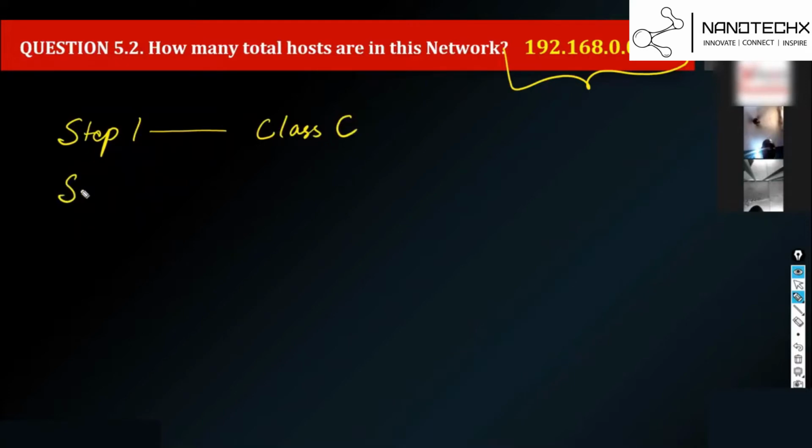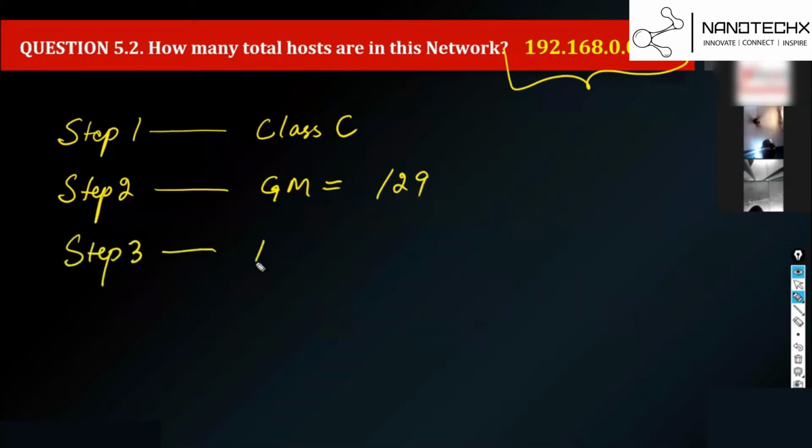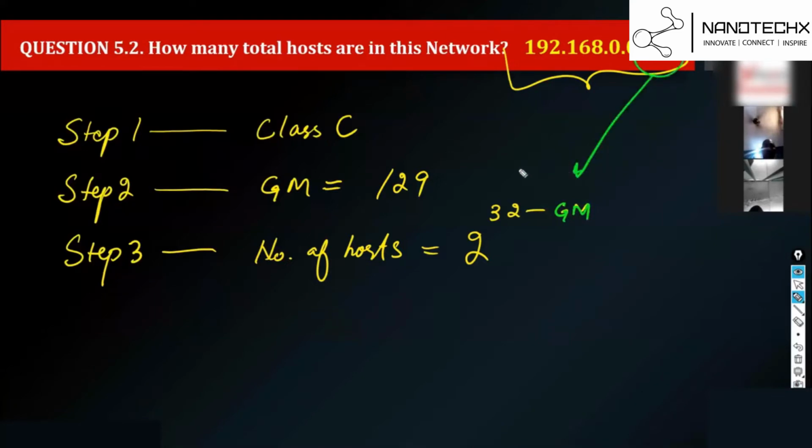Now step number 2, this was just for reference, but the actual step number 2 is we have to identify the given mask. What is the given mask here? /29. Now step number 3, very easy. We have to calculate the number of hosts in this network. What is the formula? 2 raised to power 32 minus the given mask. The given mask is 29.